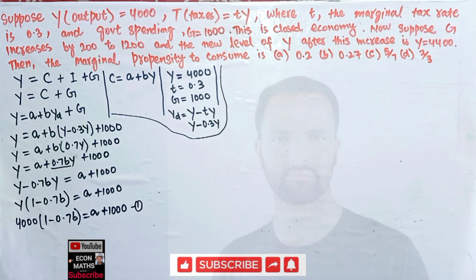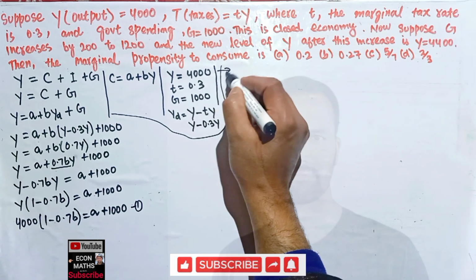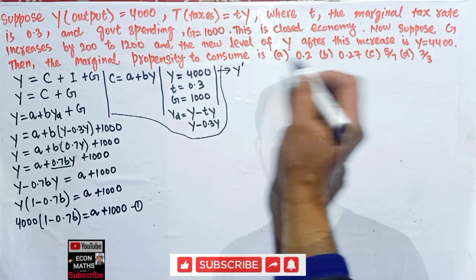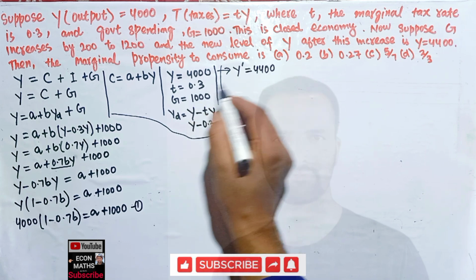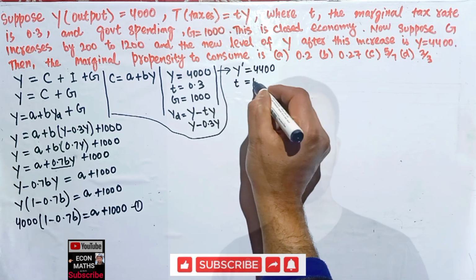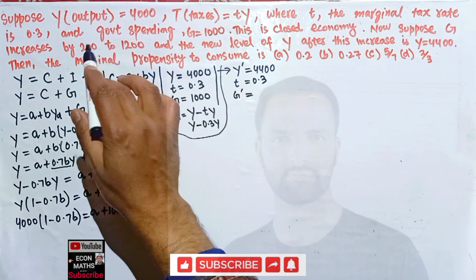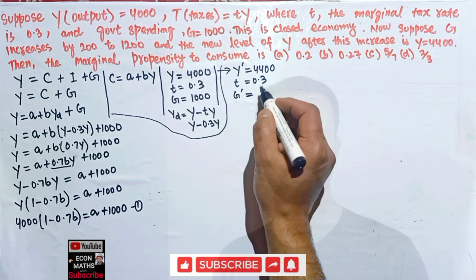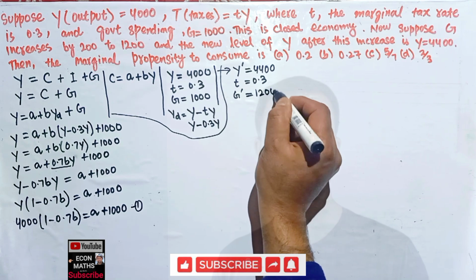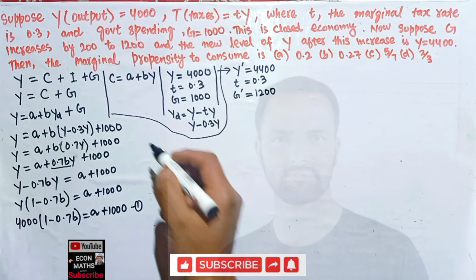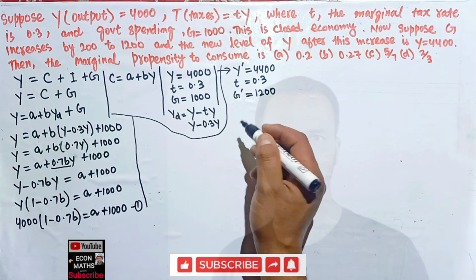Now what has happened is that y has increased to 4400, so the new y is 4400. The tax rate is the same, 0.3. Government expenditure has increased by 200, from 1000 to 1200. The new government expenditure is 1200. And let us again use this very income identity.